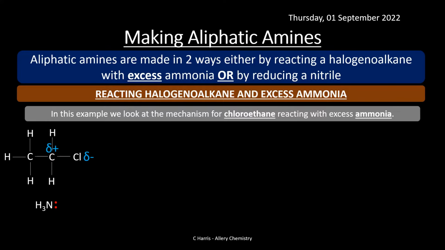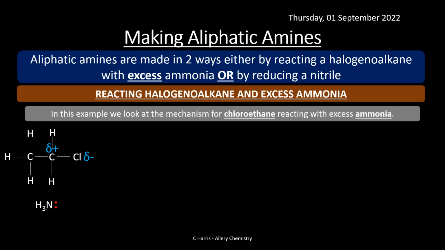Let's look at the kind of mechanisms here. In this example, we're going to use chloroethane as the halogenoalkane, and we're going to react this with excess ammonia. Now you will have seen this in the halogenoalkanes topic in year 1. This is basically covering some of that older information from year 1 and adapting it to some of the concepts of year 2. But there's no harm in talking through it.